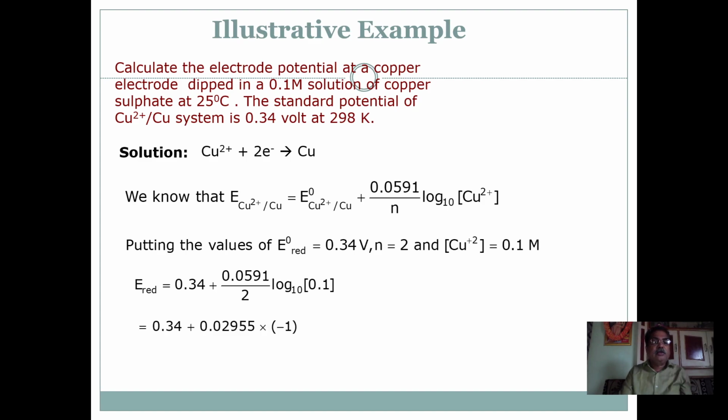Therefore 0.34 plus 0.02955 into minus 1. Therefore, 0.31045 volt.